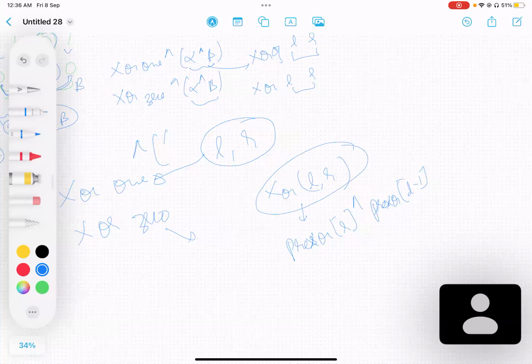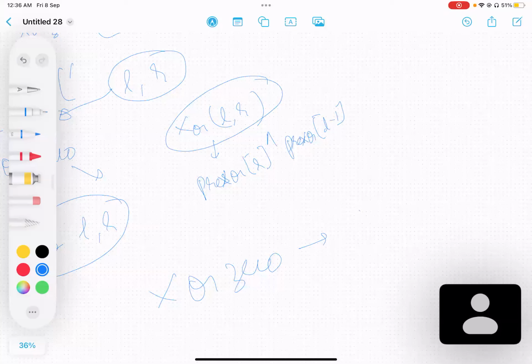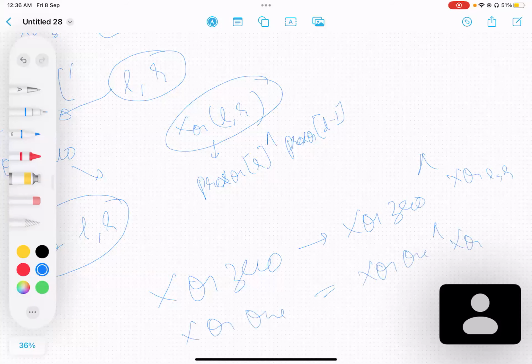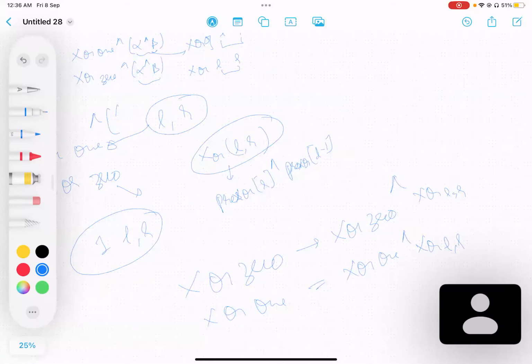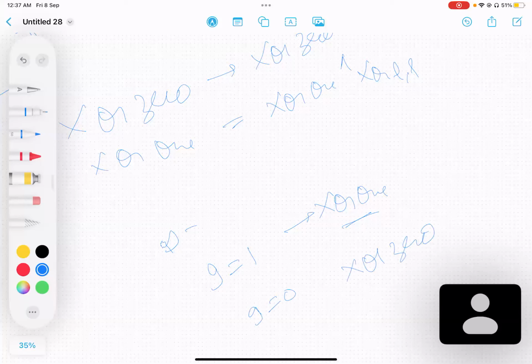And for each query of type 1 comma L comma R, you just need to update XOR of 0 with XOR of L to R. Similarly, do it for 1 also, with XOR of L to R. And then if they give us g equal to 1, then we already know the value of XOR of 1, so we will directly return it. If they give z equal to 0, then we will return XOR of 0. Is this approach clear to all?